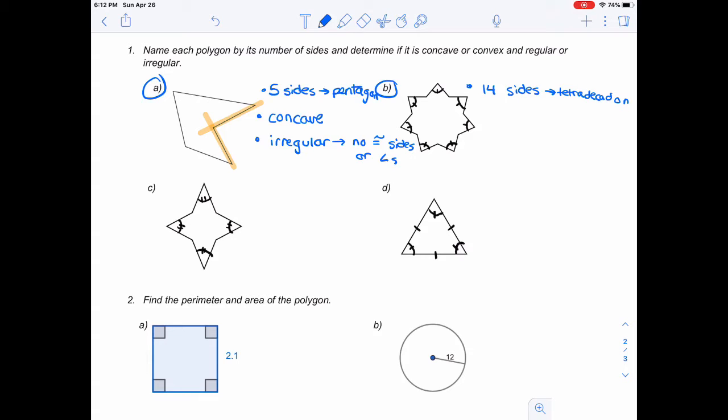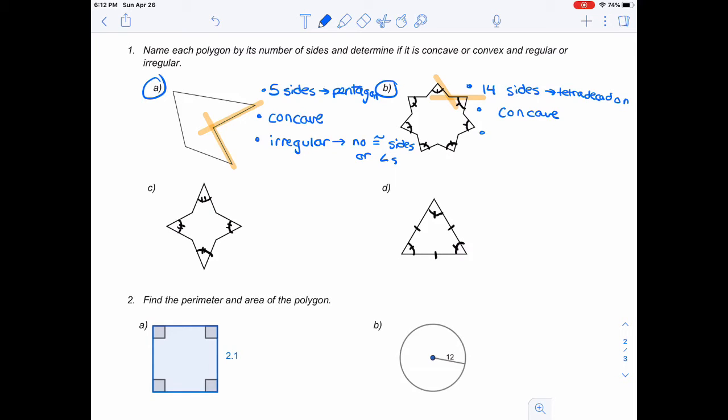But 14 sides is a tetradecagon. And for our concave or convex, right away, we should be able to tell that if we were to extend these two sides here, they're going to go inside. So again, you're going in the cave, so it's concave.